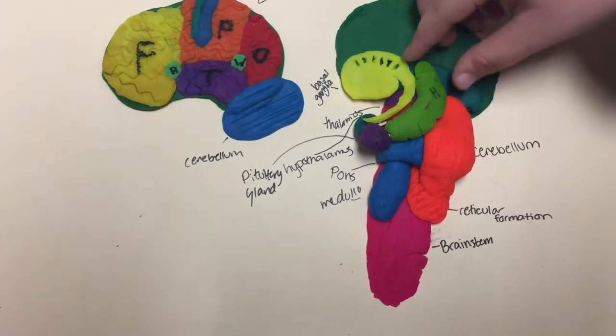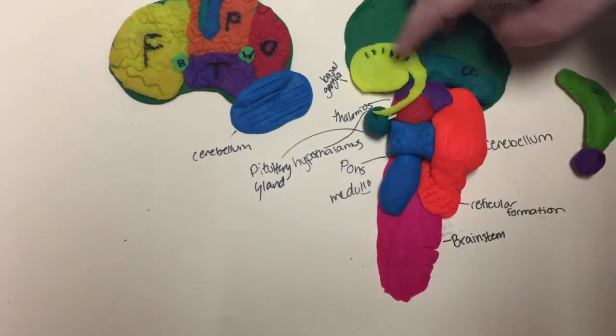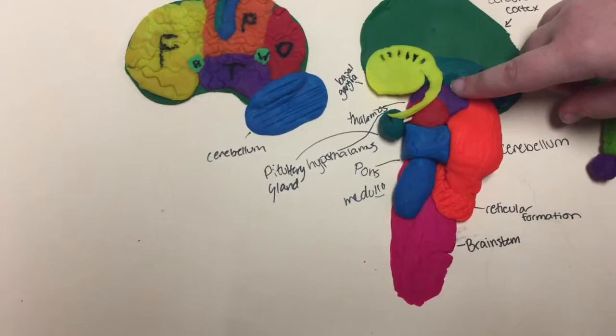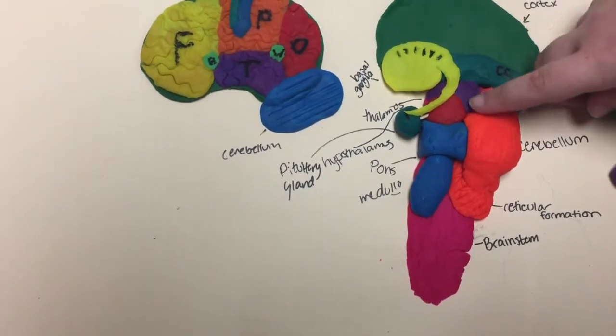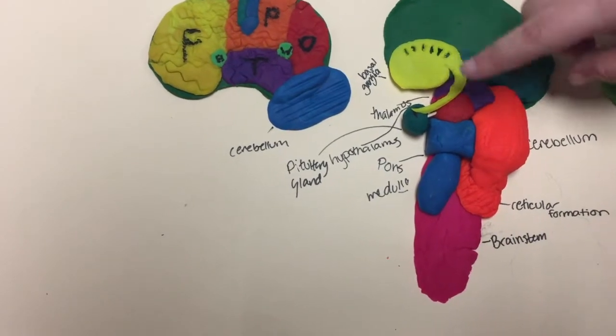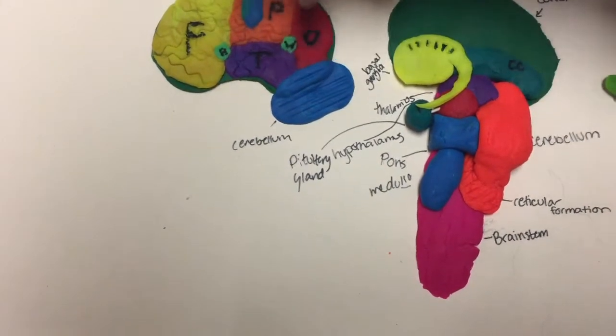And then moving over, I'm going to move the hippocampus out of the way real quick. Right here in purple we have the thalamus. And the thalamus receives and organizes sensory info and relays it to the cortex over here.